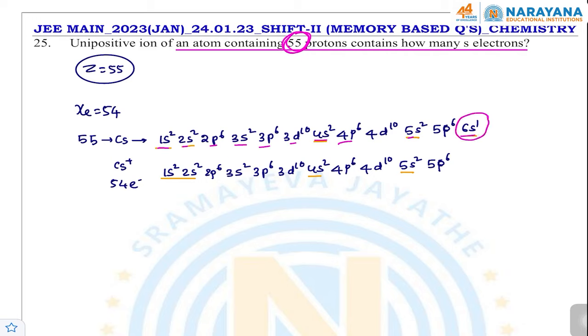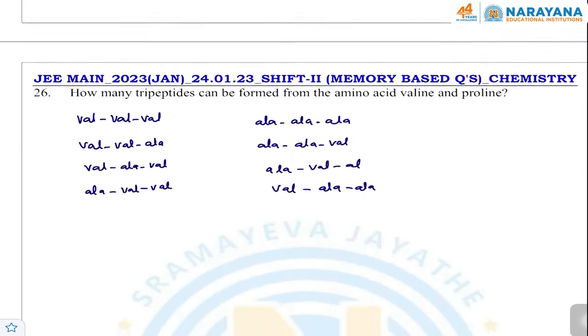If you remove the outer electron, this becomes 5s2, 5p6 in the valence shell. They are asking how many s electrons are there. S electrons: here 2, 4, here 6, 8, and these two are 10. So total 10 electrons are there.